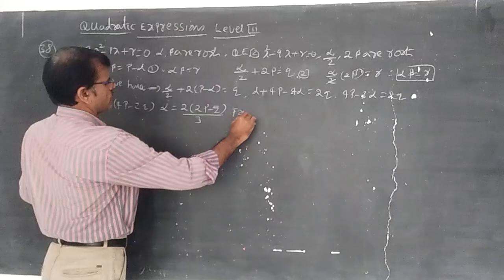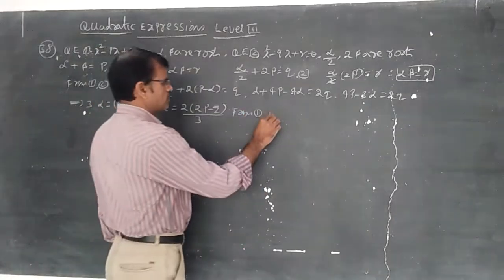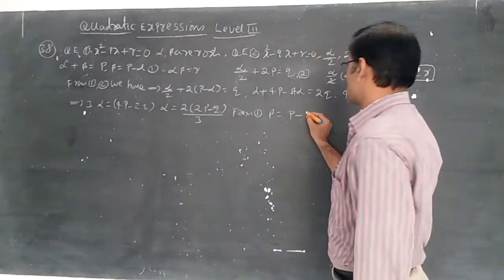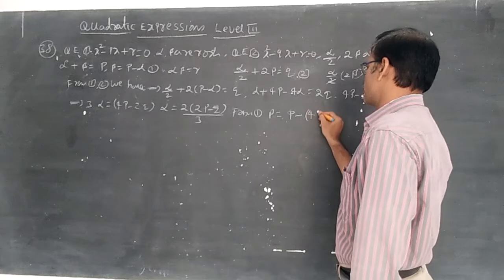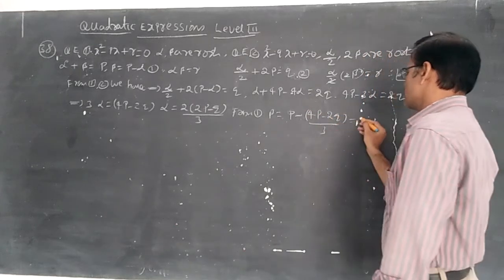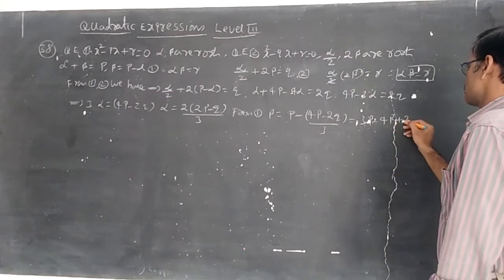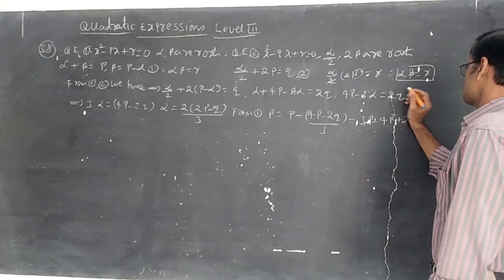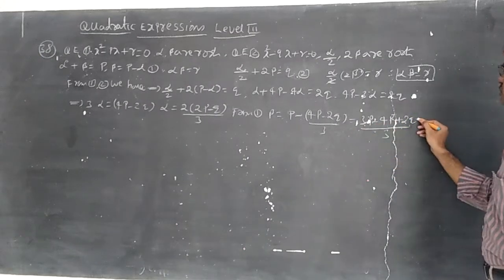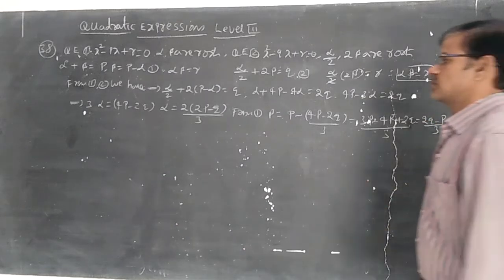Now we can write from 1, substitute the value here, we will get the value of beta. Beta is equal to p minus alpha. Beta is equal to p minus (4p minus 2q) whole by 3. That is equal to (3p minus 4p plus 2q) whole by 3, that is equal to 2q minus p by 3.